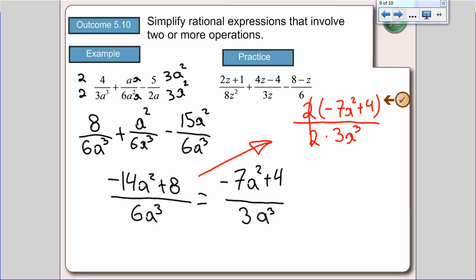If there was an A there, you do the same thing. Just bring an A out. And that could happen. That's why I want you to check for that. Check if there's any factors or anything that can be divided out.